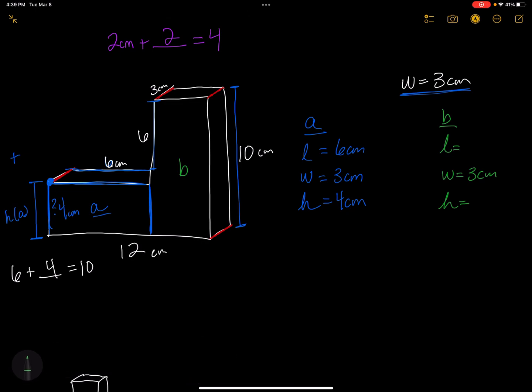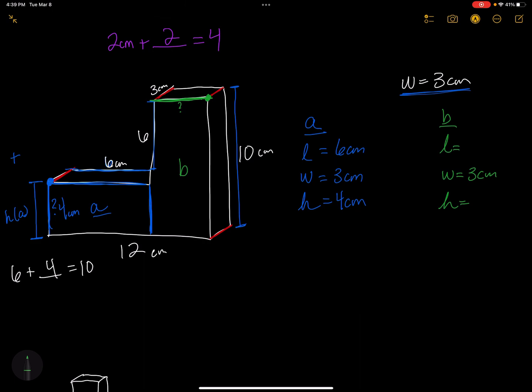B, we already have the width, great. So I'm going to find this spot right here. Okay? So we already know the width. Let's find the length. Left and right is our length right here. Do we know this one? We don't have it quite yet. Okay, so we might have to do some calculating.